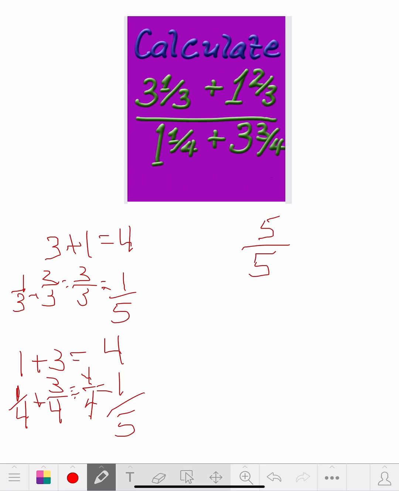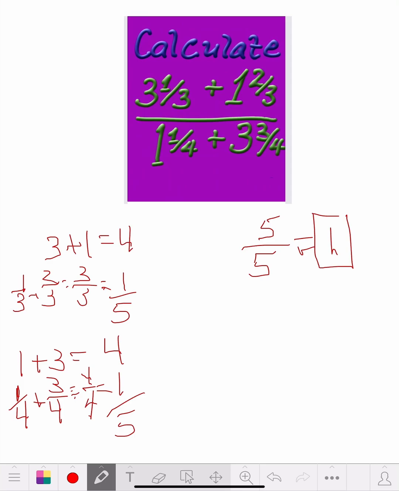Any number over itself, 5 over 5 equals 1. 2 over 2 equals 1. 3 over 3 equals 1. So the answer is 1, and that's all there was to it. But that's what I'd do if this was on a quiz or a test. Real fast, I'd just break it apart. I'd break the fractions off from the whole numbers and add them up separately. It's a little easier.